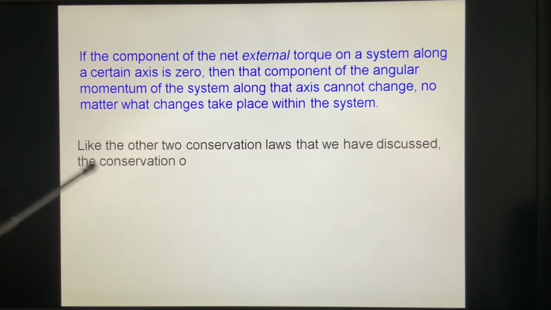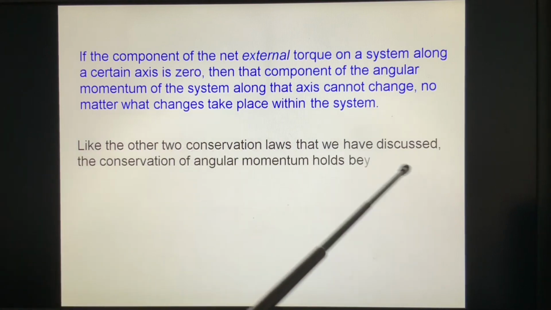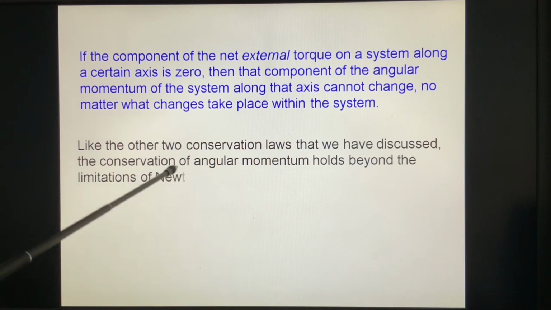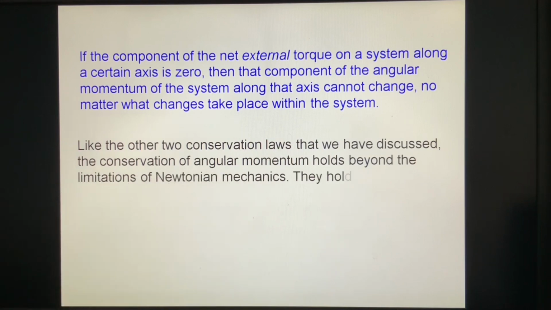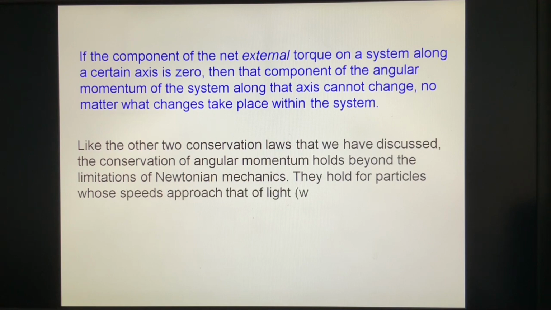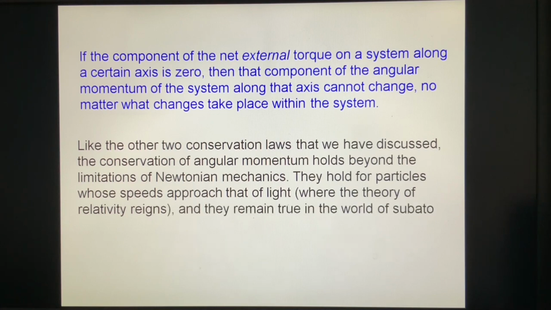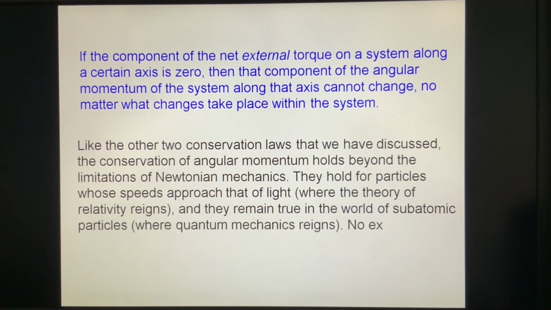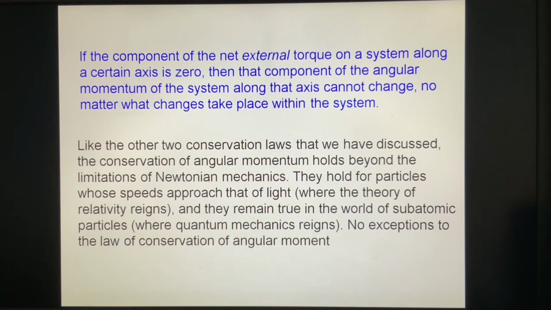Like the other two conservation laws that we have discussed, the conservation of angular momentum holds beyond the limitations of Newtonian mechanics. They hold for particles whose speed approaches that of light, where the theory of relativity reigns, and they remain true in the world of subatomic particles, where quantum mechanics rules. No exceptions to the law of conservation of angular momentum have been found.